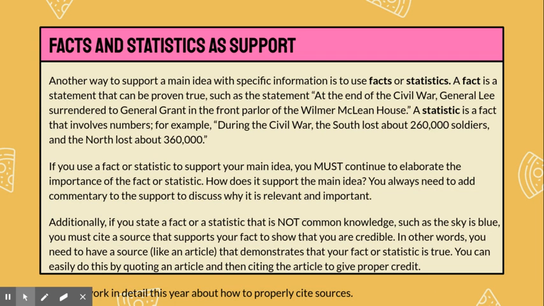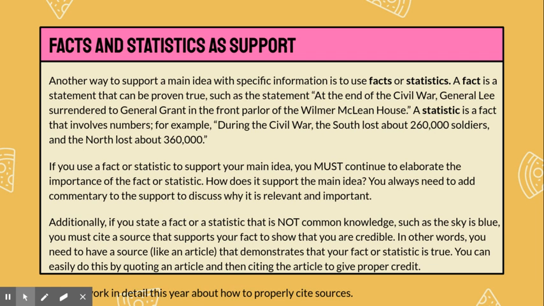Facts and statistics as support. Another way to support a main idea with specific information is to use facts or statistics. A fact is a statement that can be proven true, such as the statement, "At the end of the Civil War, General Lee surrendered to General Grant in the front parlor of the Wilmer McLean House." A statistic is a fact that involves numbers. For example, during the Civil War, the South lost about 260,000 soldiers, and the North lost about 360,000.